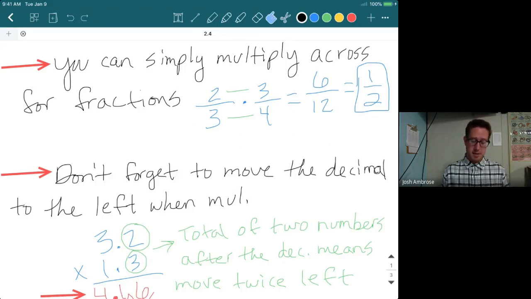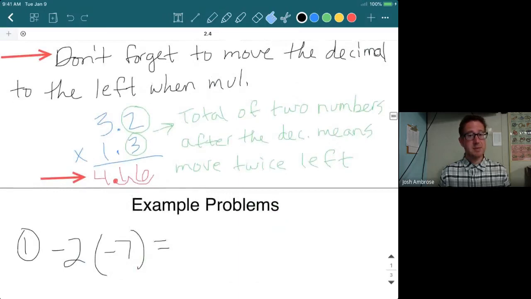Moving into decimals, very important when multiplying with decimals. Don't forget, move that decimal to the left. I drew out a little example here just to show you. Let's say you have 3.2 multiplied by 1.3. You'll notice I circled the 2 and the 3 because those are the numbers after the decimal. There's a total of 2 numbers after the decimal, so you're going to move your decimal twice to the left in your answer.